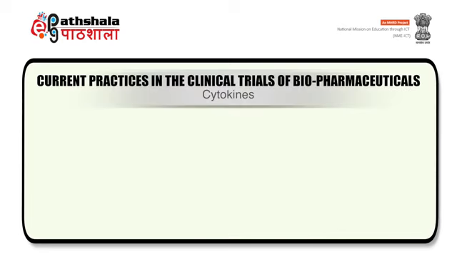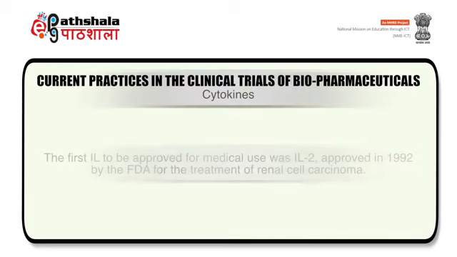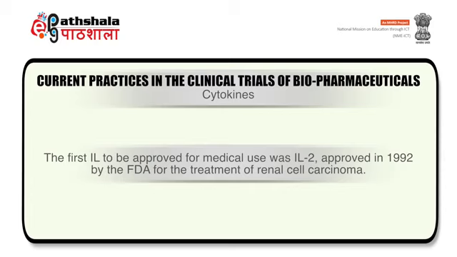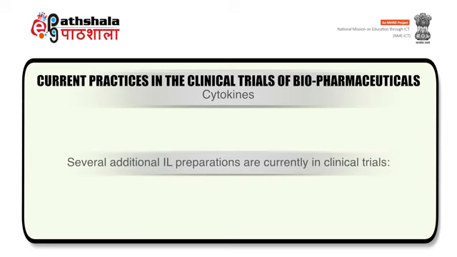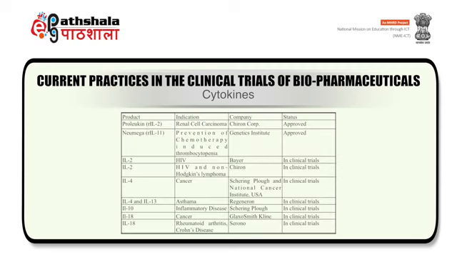Now, this next category was cytokines. The first interleukin to be approved for medical use was interleukin 2, approved in 1992 by the FDA for the treatment of renal cell carcinoma. Several other interleukin preparations are currently in clinical trials, as we can observe from this table.